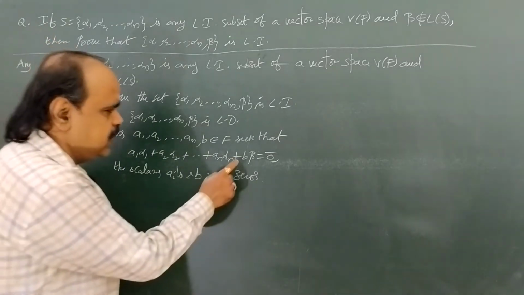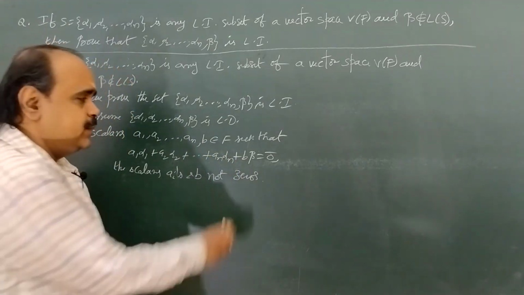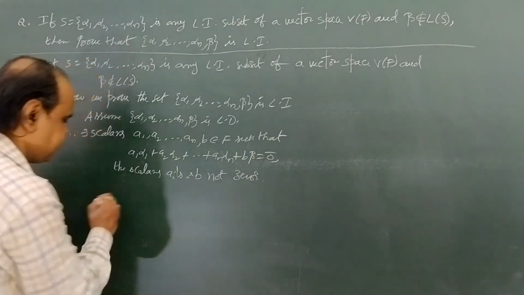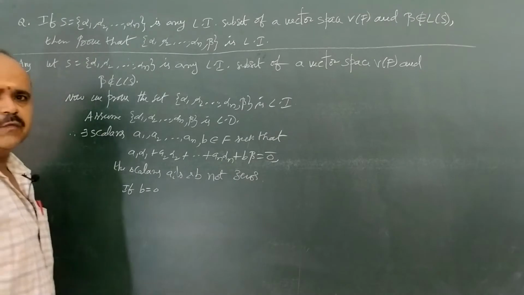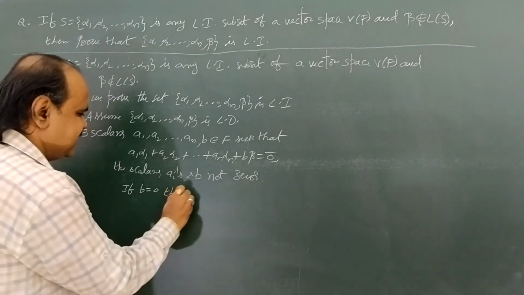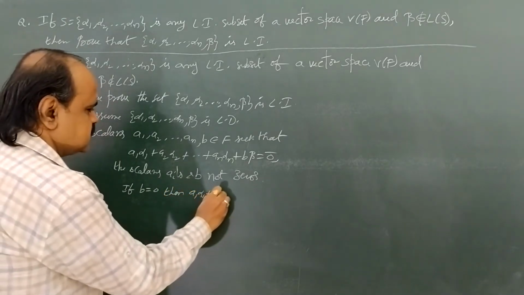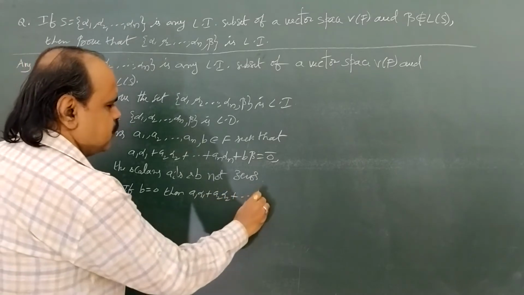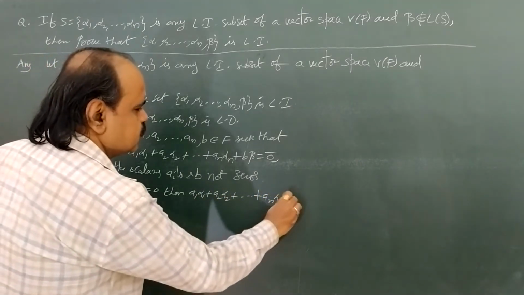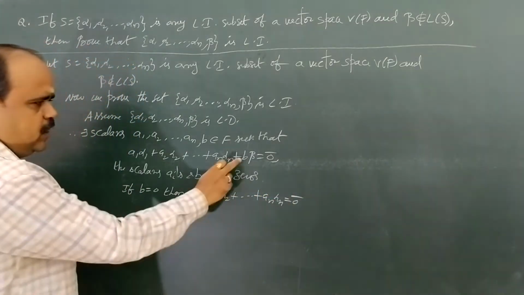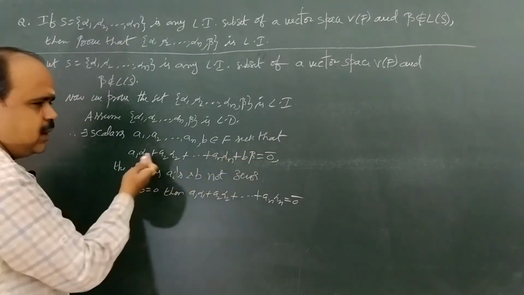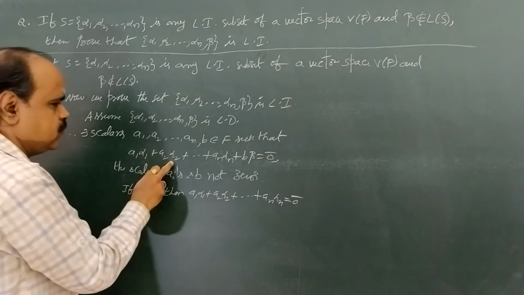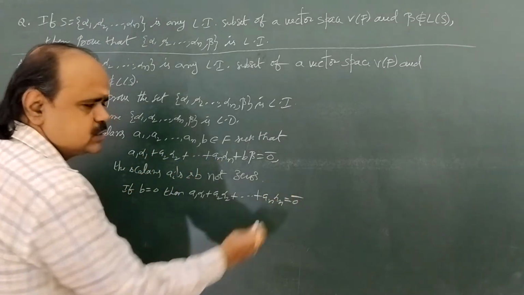What happens if b equal to 0? If b equal to 0, then a1 alpha 1 plus a2 alpha 2 plus so on plus an alpha n equal to 0 bar. If you have b as 0, then this term is 0. So then what remains? a1 alpha 1 plus a2 alpha 2 plus so on plus an alpha n equal to 0 bar.